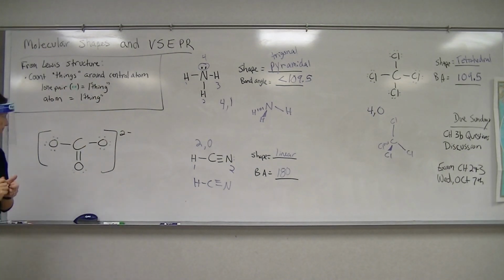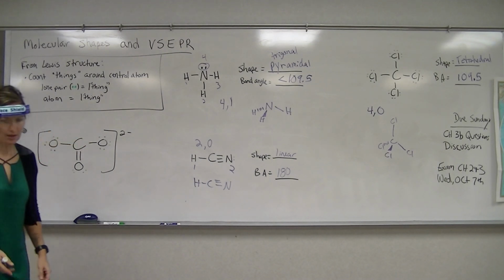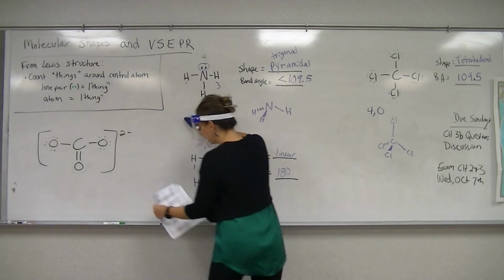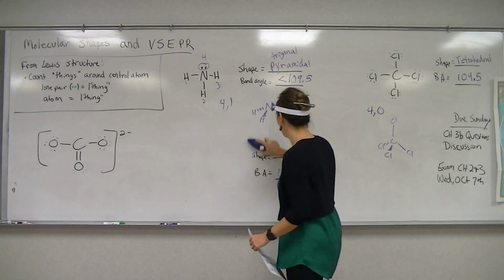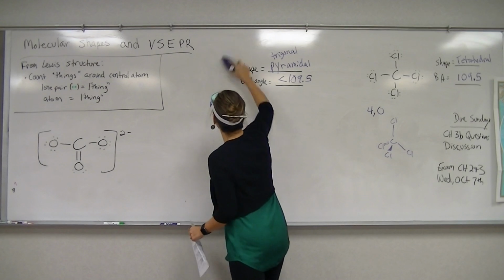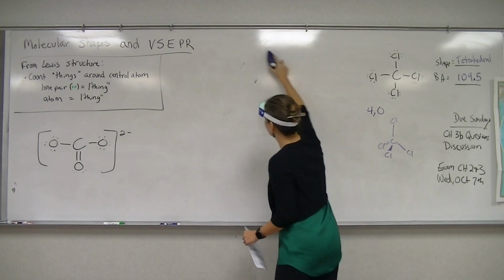Okay. It doesn't matter where the double bond is, it could have been here or here. Yeah, but they're all resonance structures. So if we wanted to do this one, we do it the same. It doesn't matter that it's an ion. It doesn't matter that it has a charge. Okay, we're just using the Lewis structure to figure out the shape and the bond angle.